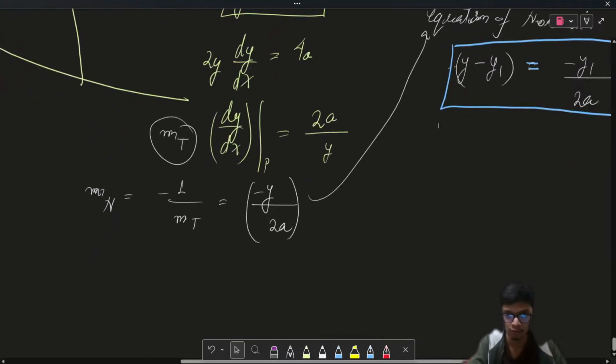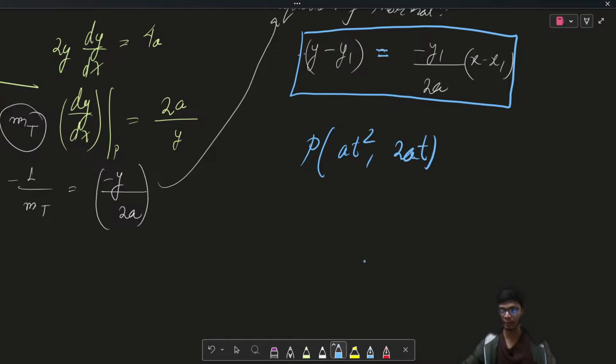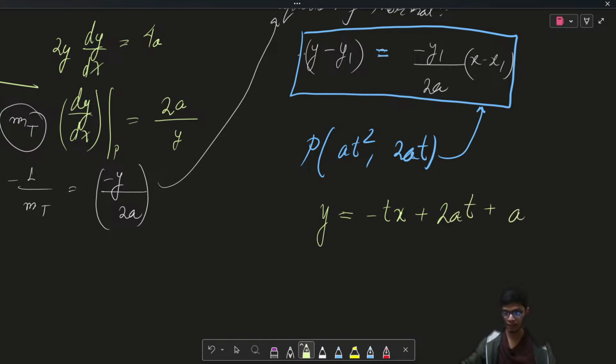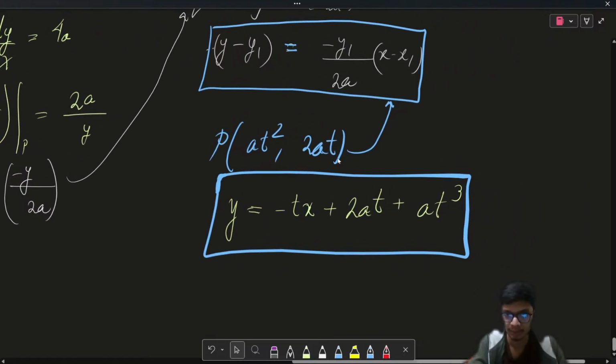With a similar approach, we can also do the parametric representation of the normal. Any point on the standard parabola can be given as (at square, 2at), and if I put it over here and simplify, the equation of the normal comes out as y equals minus t x plus 2at plus at cube. Please take this in mind, that the equation of the normal in the parametric form looks like this, which is very simple to obtain.